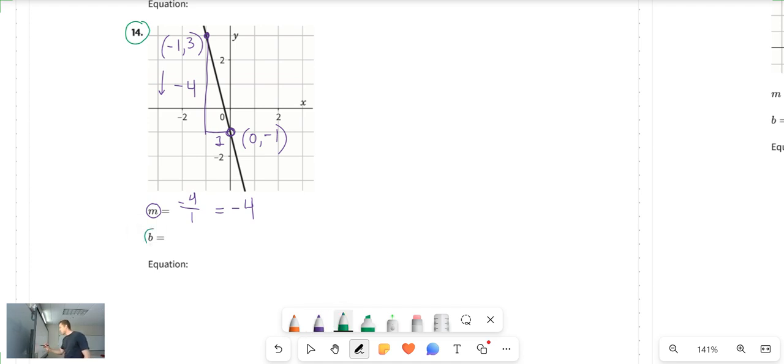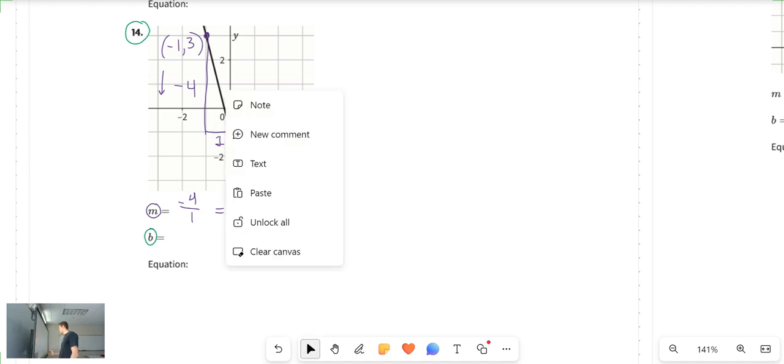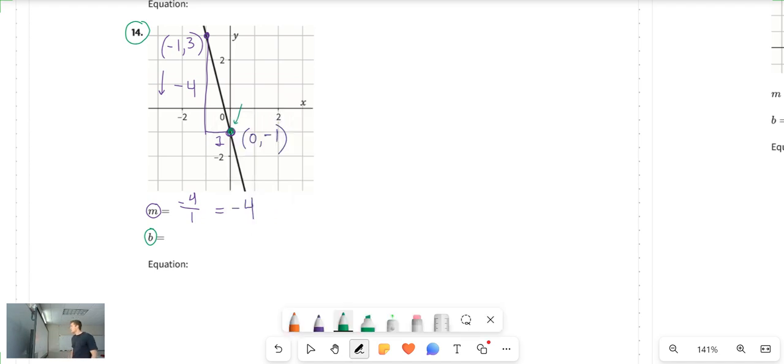Our b, that's our intercept. Well, our intercept we actually found as one of our points. That was the point right here, right? So our point there is actually at 0, -1. So our b, our intercept, where it crosses the y-axis, where x equals 0, happens at -1. There we go.